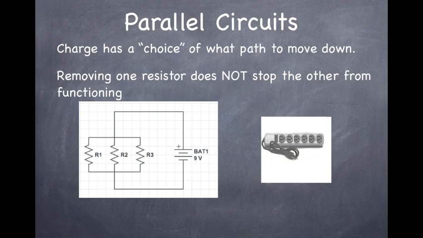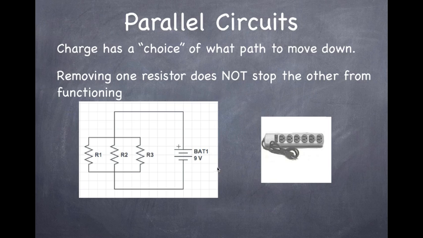So remember, we talked about parallel as the charge has a choice as to what path it moves down. So this positive charge, when it gets here, it can actually go this way, or this way to get to the other end of the battery. So when you remove a resistor, it doesn't stop the others from functioning. So if I were to cross this resistor out all of a sudden, there's still two pathways for this charge to get to the other end of the battery. So it's still going to function whenever it does that.